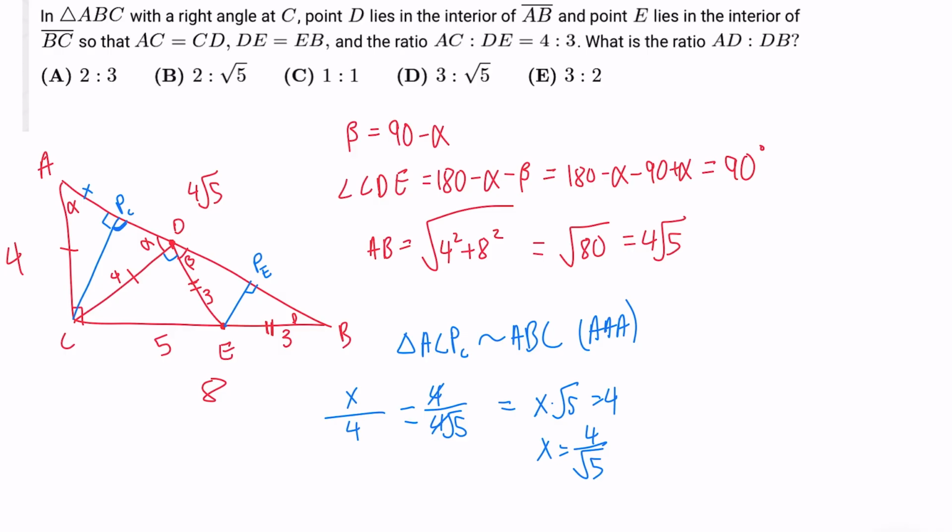So triangle DEPE is similar to triangle BAC. And the reason why I wrote it like BAC instead of ABC is because it's easier for us to find out the ratios. So I'm going to set DPE to be y. So y over BC, which is 8, is equal to the hypotenuse DE, which is 3, over the hypotenuse of ABC, which is 4 square root of 5.